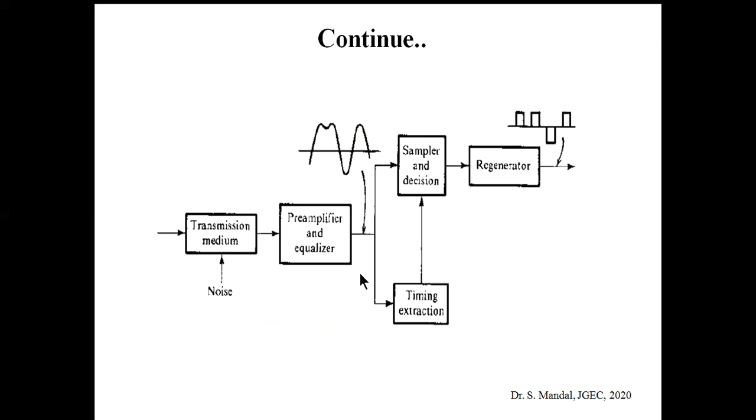Now this is the basic block diagram of the regenerative repeater. You can see that this was the incoming signal, and this was the transmission medium. In the medium, noise is incorporated, and due to this noise and the losses associated with the medium, the output signal is attenuated and also distorted. So this signal is distorted and noisy.